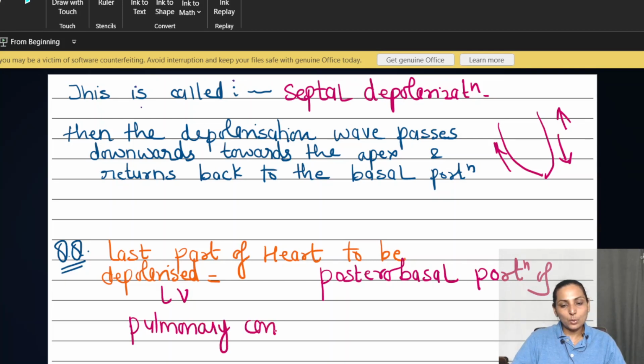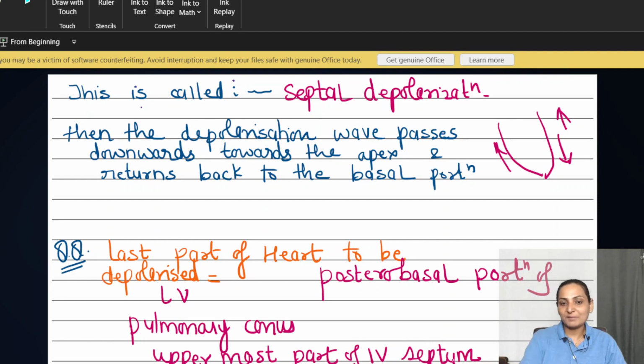The pulmonary conus and the uppermost part of the interventricular septum. This also comes as an MCQ, and therefore I have highlighted this as well.